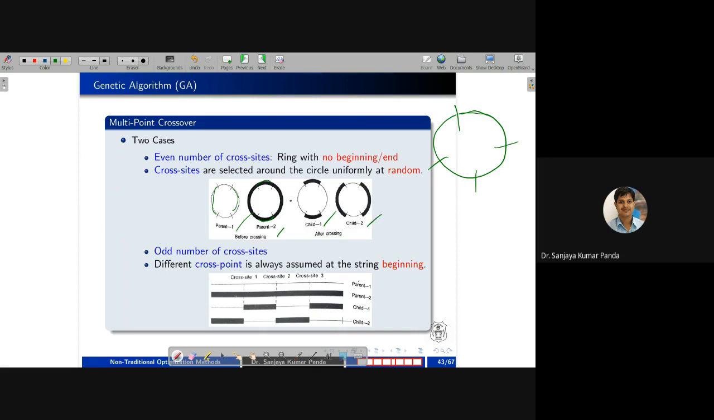Similarly, you can go for an odd number of cross sites. In an odd number of cross sites, it's just like a line. So you can see this is cross site 1, cross site 2, cross site 3. It is an odd number. So I'll take the first part from parent 1, second part from parent 2, third part from parent 1, fourth part from parent 2. In this way, I can generate the children using parent 1 and parent 2.